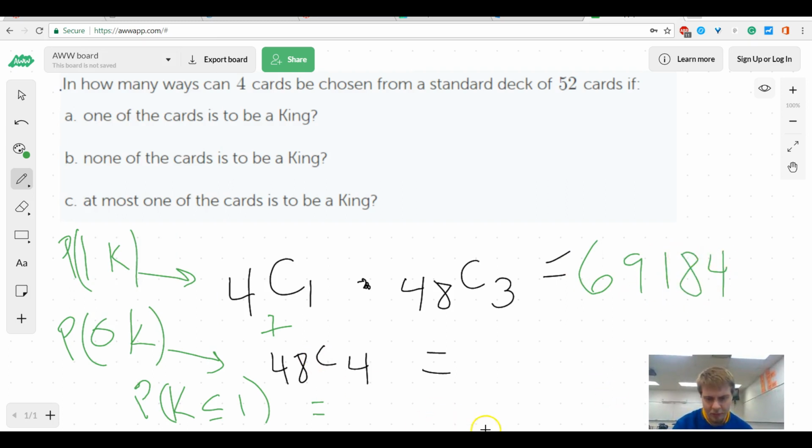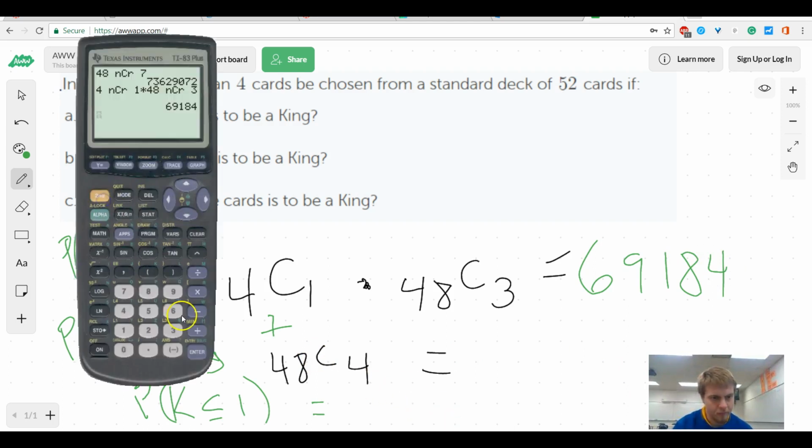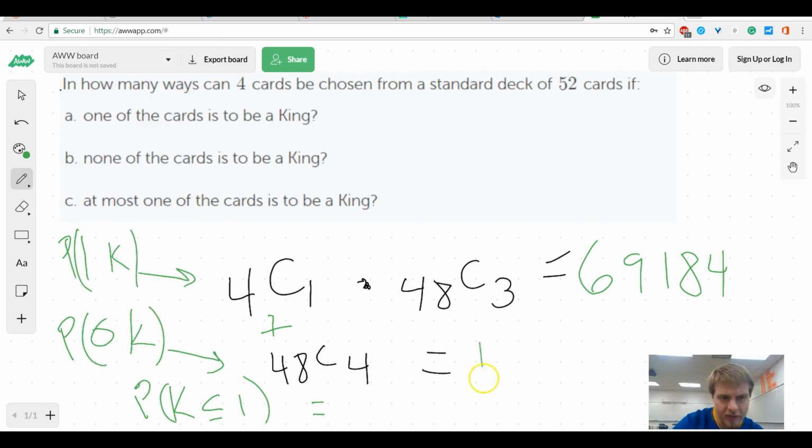Okay. Let's do the second one. This will be easier to type in. So we got 48, and we want to choose, we get all four cards this time. That's going to be 194580. So that's a little bit bigger, but that makes sense, because I'm not reducing the amount of choices I have for my first pick.